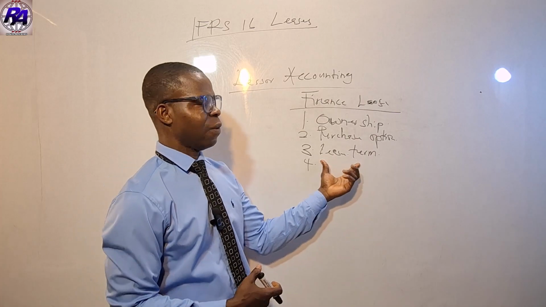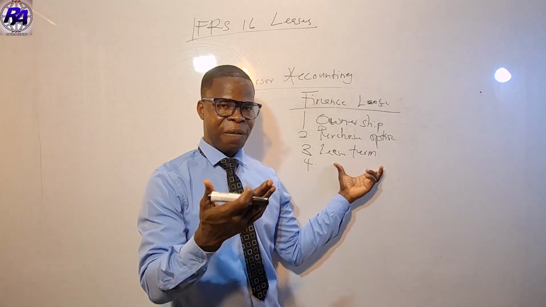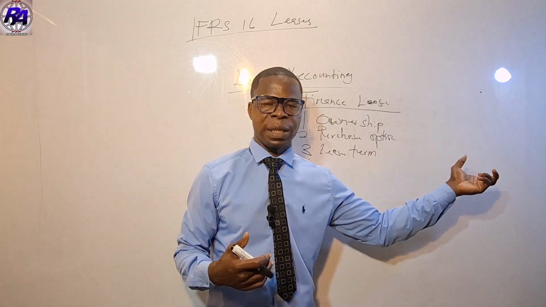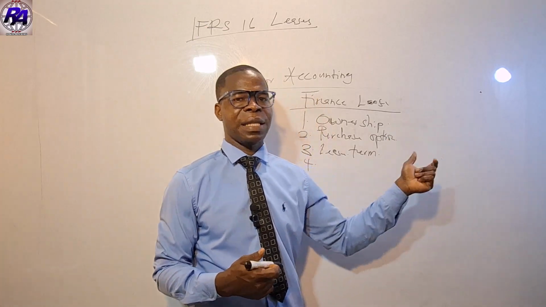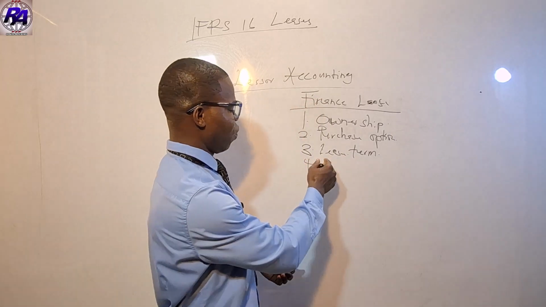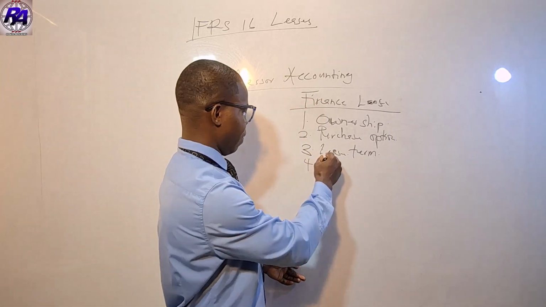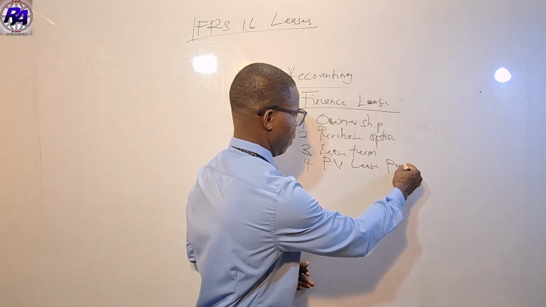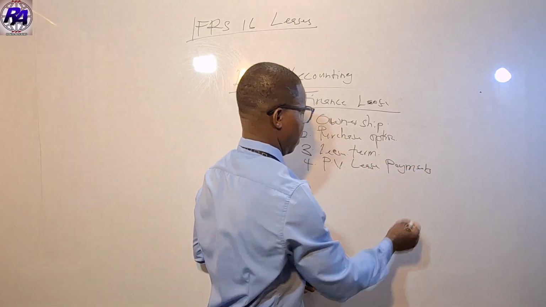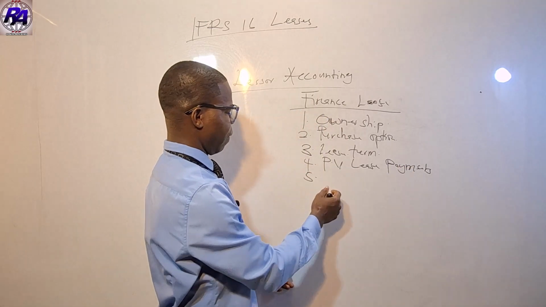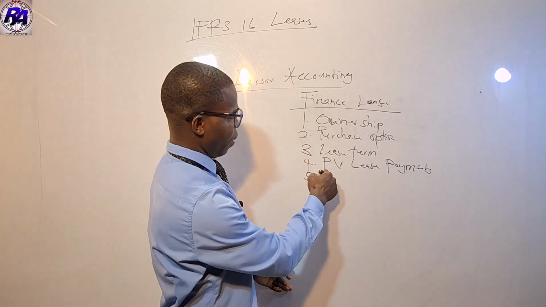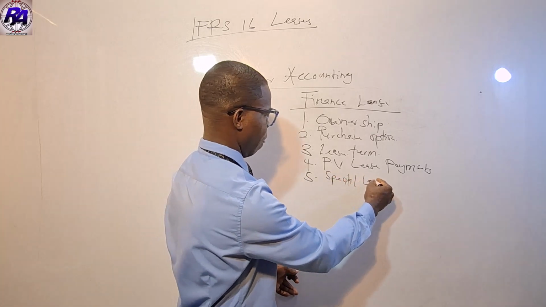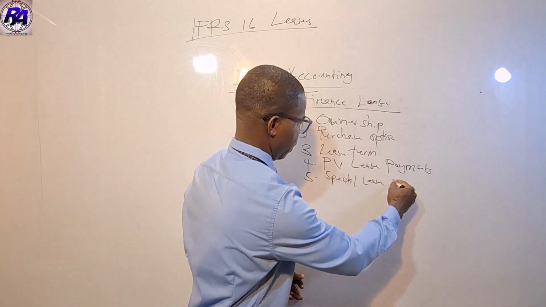So if you compute the lease present value and compare it with its fair value and it's almost the same, then we are saying that that is a finance lease. That has to do with the present value of lease payment. Then the 5th one has to do with special lease assets.